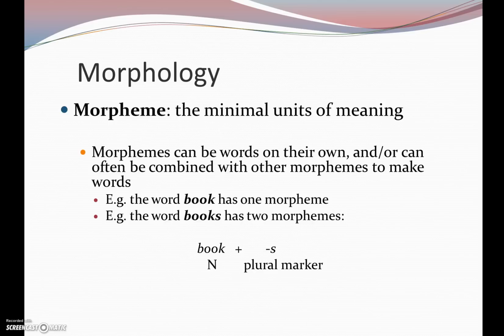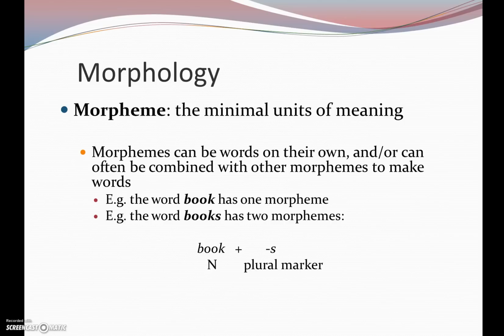Now morphology is the study of the structure of words and the rules for word formation, and basically a morpheme can be defined as the minimal unit of meaning. Sometimes morphemes are words on their own, but other times we can combine morphemes with other morphemes to make new words. So an example could be the word book.